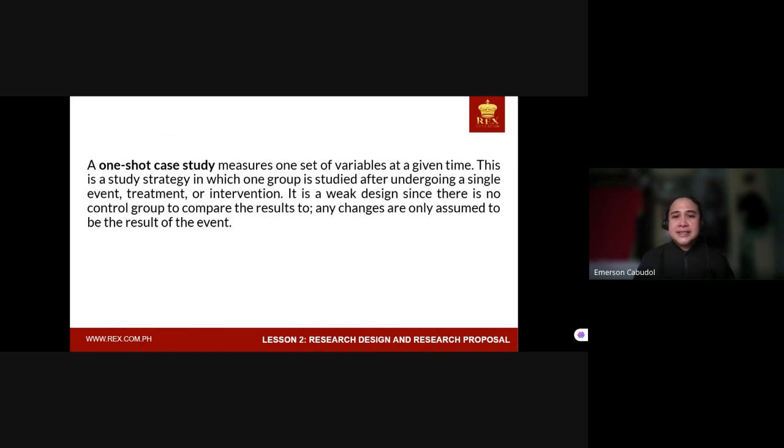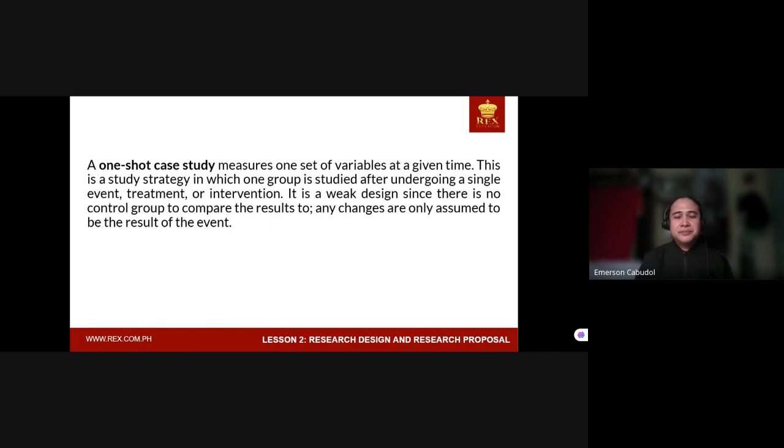A one shot case study is a research design where data is collected from a single group after they have experienced a treatment or event. There's no pretest or control group for comparison. The weakness of this type of design is that it's difficult to determine if the observed outcome was actually caused by the treatment or if it was due to other factors, since there is no baseline for comparison.